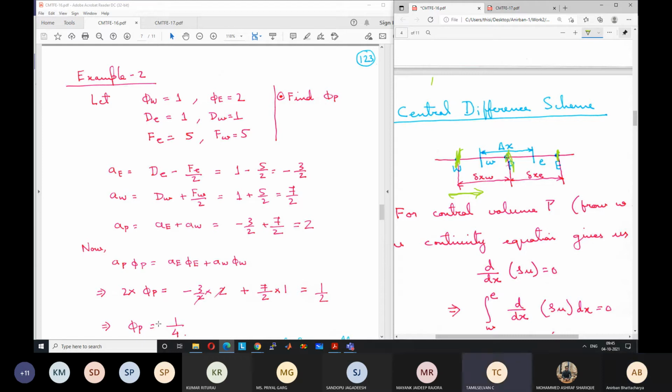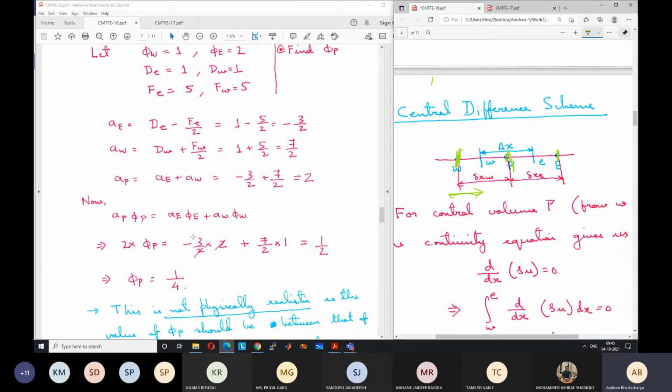No, sir. It is not physically consistent. It is not bounded. It has gone below the two side values, which it cannot do because there is no source term. So it has to be between 1 and 2. Otherwise, it is not correct. So why has this problem occurred? Because one of the coefficients has gone negative. And because this coefficient has gone negative, it has given us an unrealistic solution.